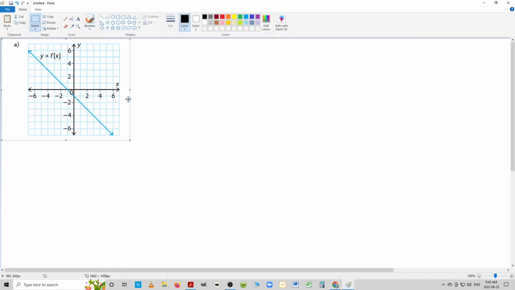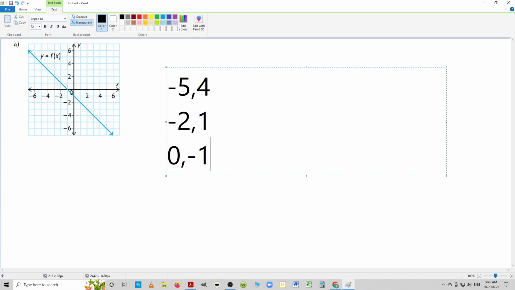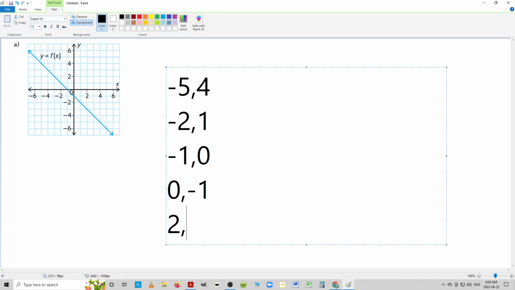So if we look at this, this is obviously a line, and we could just grab a couple points. So a couple points on here are minus 5, comma 4. Minus 2, comma 1. I see it goes through at 0, comma minus 1. Actually, here we'll do also the x-intercept, because that's going to be important for the asymptote. That's where the asymptote's going to be. And it has 2, comma minus 3.